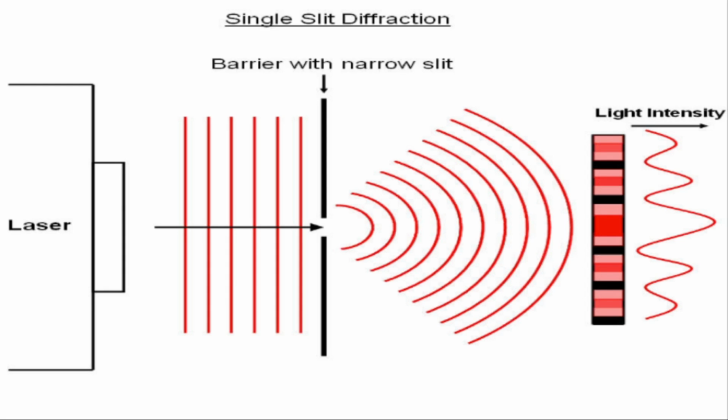Single slit diffraction. We've mentioned this before. The laser cuts through it and just starts spreading, and its light intensity increases in the middle and starts decreasing around, but it still spreads everywhere.